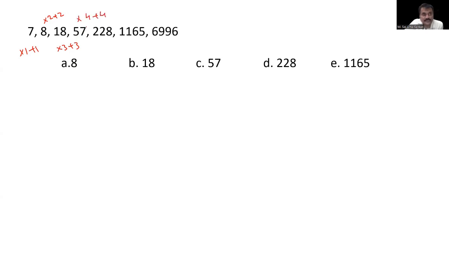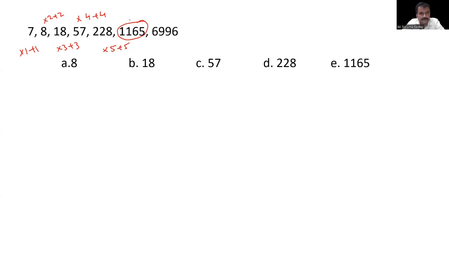What is 57 into 4? 224 plus 4, 228 into 5 plus 5. So this is equal to 1140. 1140 plus 5 is 1145. But what is the answer? 1165. So what is the wrong number in the series? That is equal to 1165.